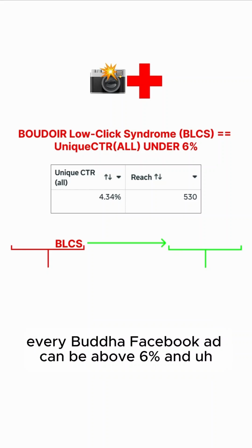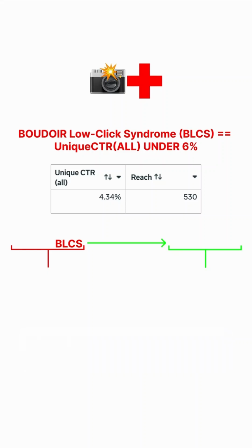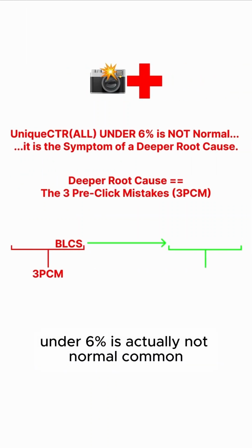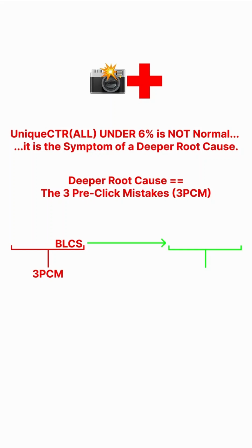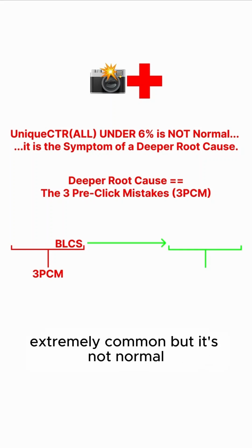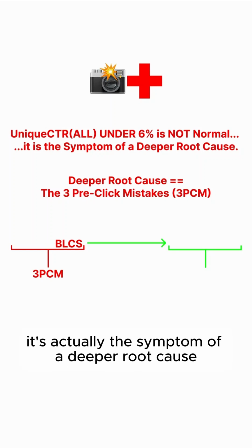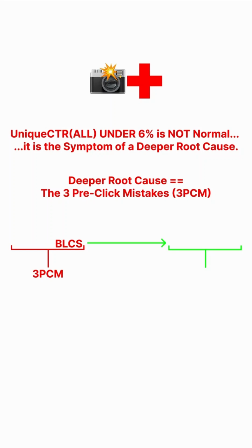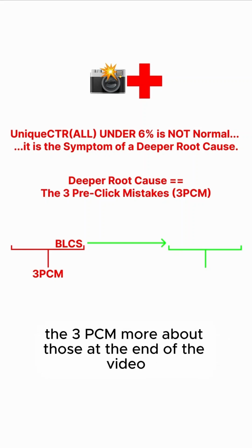6% is the minimum. Every Boudoir Facebook ad can be above 6%, and under 6% is actually not normal. Common, the most common thing I've seen with Boudoir Facebook advertisers, extremely common, but it's not normal. It's actually the symptom of a deeper root cause. And that deeper root cause is the 3 pre-click mistakes, the 3 PCM. More about those at the end of the video.